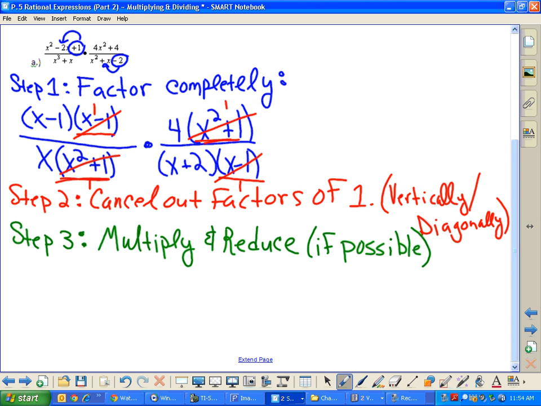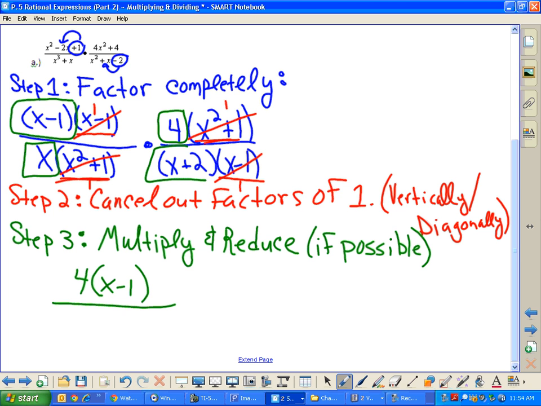When we multiply fractions, once again, we multiply straight across. What I see left over on the top is x minus 1 and 4. And when we multiply straight across, you get 4 times x minus 1. On the bottom, I see we have an x and an x plus 2. If I take x times 1 times x plus 2 times 1, I'm essentially just taking x times x plus 2. So x times x plus 2 is the product that appears on the bottom.